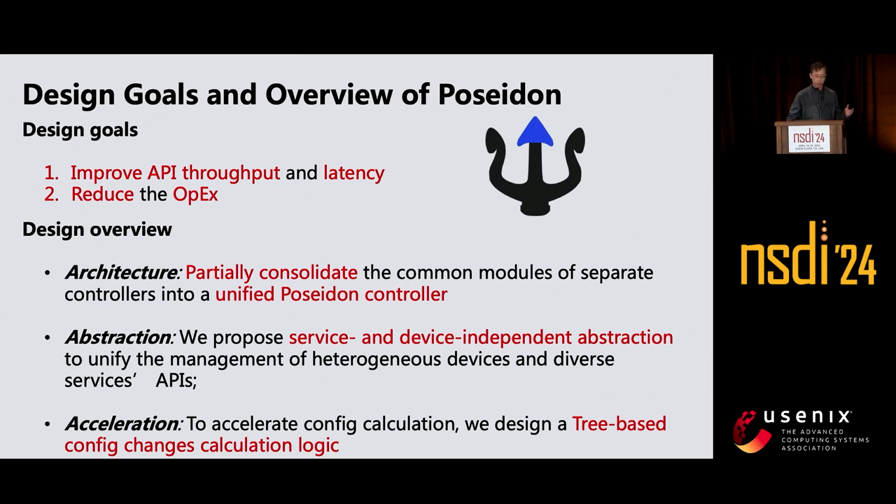We partially consolidate the common modules of separate controllers into a unified Poseidon controller. The second thing is abstraction. We propose a service- and device-independent abstraction to unify the management of heterogeneous devices and diverse service APIs. The third thing is to add acceleration. To accelerate the config change calculation, we design a tree-based config change calculation logic. In the following slides, I will walk through each of them.